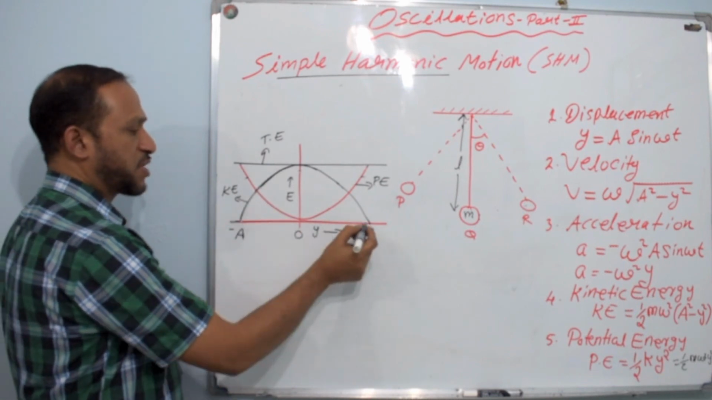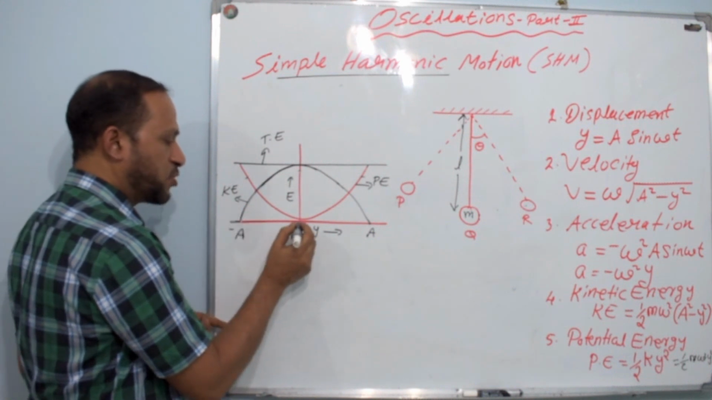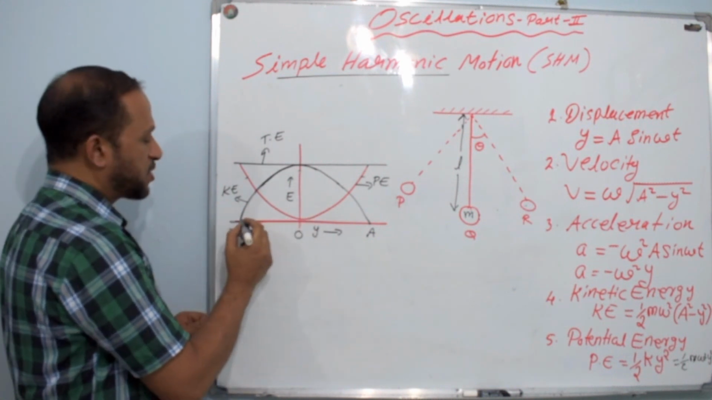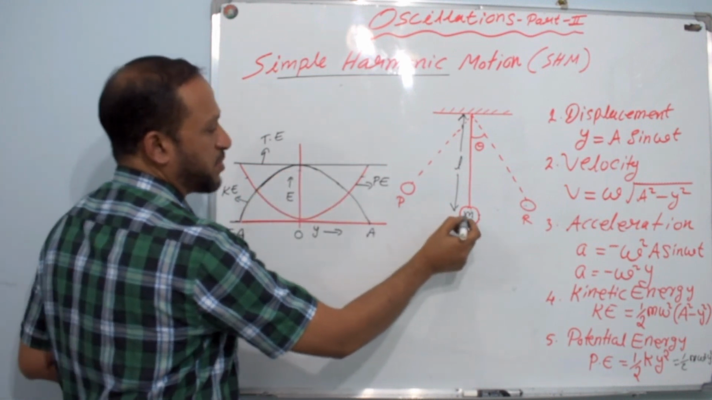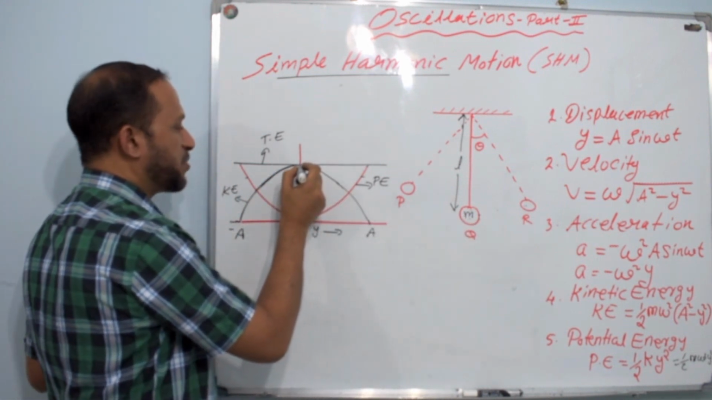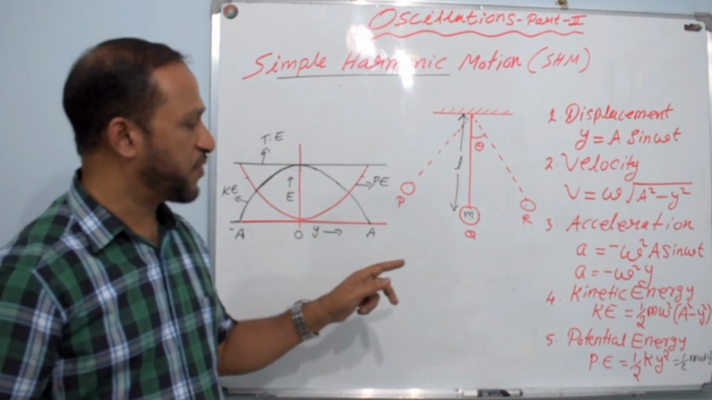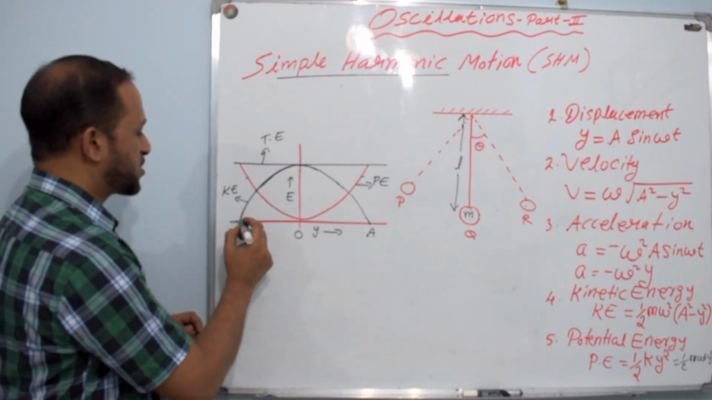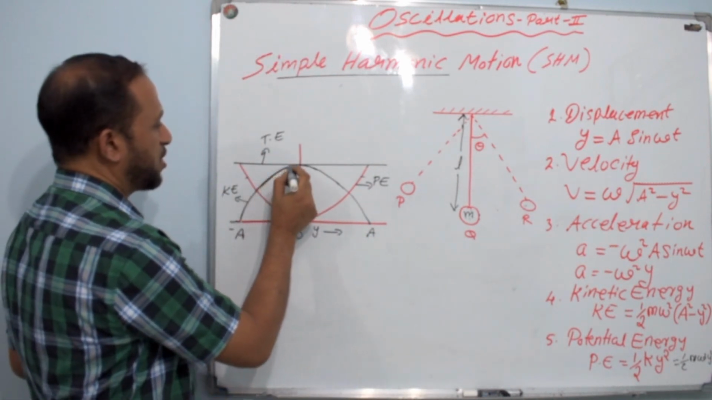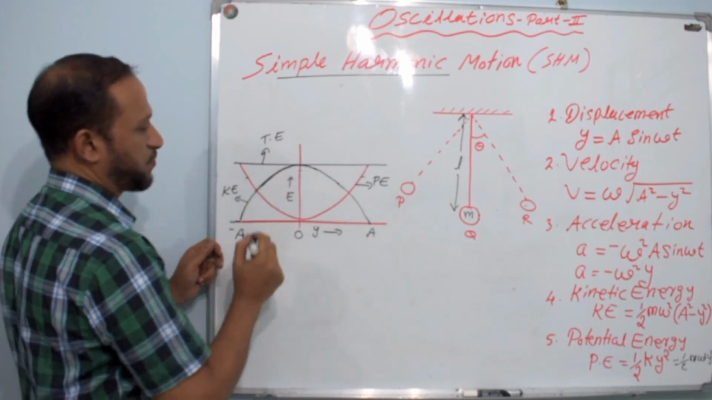At the extreme position, kinetic energy is 0. When the bob moves towards the equilibrium point, the mean position, the kinetic energy keeps on increasing, and at the equilibrium point kinetic energy becomes maximum, and that value is half m omega square a square. So this black curve represents the variation of kinetic energy. At the extreme point it is 0, at the mean position it is maximum.